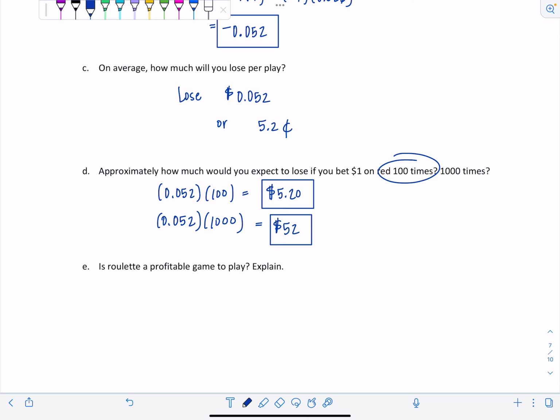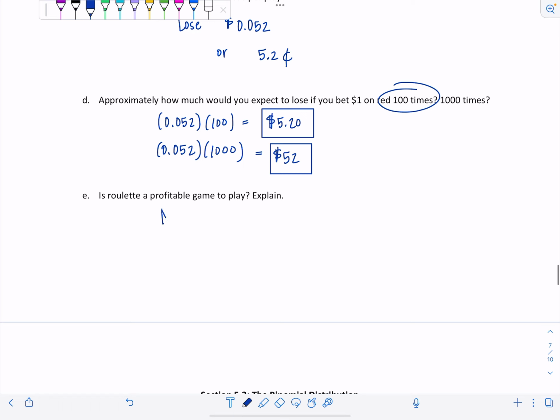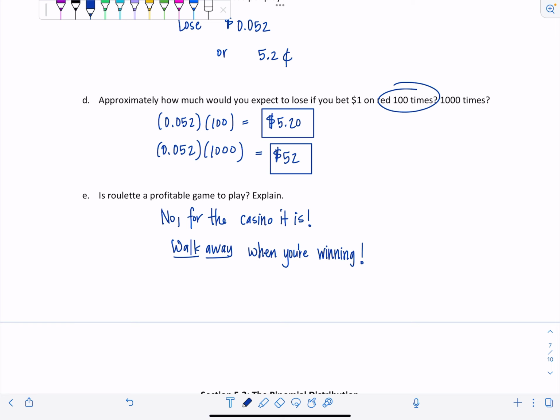Is roulette a profitable game to play? Explain. Well, profitable for who? Not for me. So I would say, no, it's not profitable. For the casino it is, right? On average, you're losing. So the only way to make it profitable is walk away when you're winning. Okay, so please have some self-control. If you go to Vegas, remember this lesson and walk away.